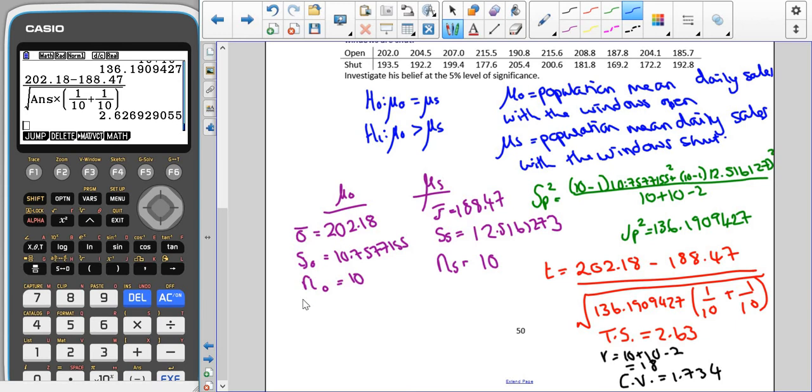So in the same way as we had for the one sample t-test, if our test statistic is bigger than our critical value, we're going to reject. If our test statistic is less than our critical value, we're going to accept. So here we are going to reject. So as the test statistic is bigger than the critical value, we reject H0 at a 5% significance level.